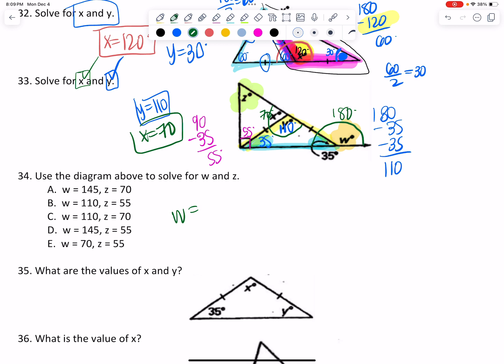180 minus 35 is going to be 155. 145, I'm sorry, y'all. I'm going quick. Got thrown off. 145. So I know that W is 145, so it narrows it down to these. I'm going to cross these out.